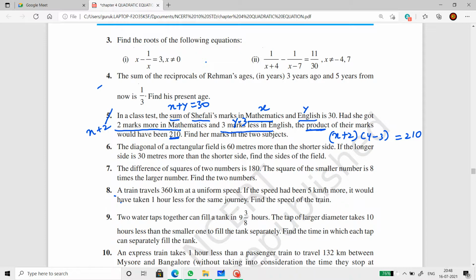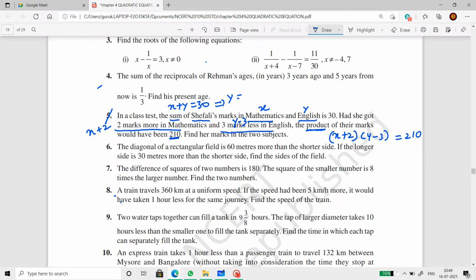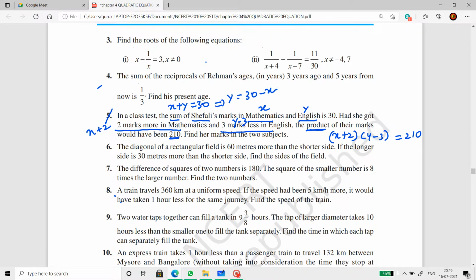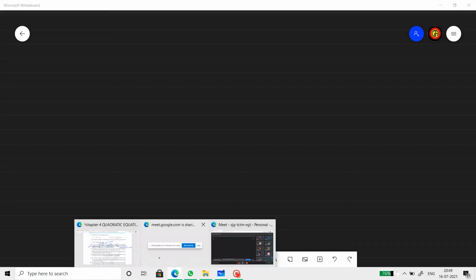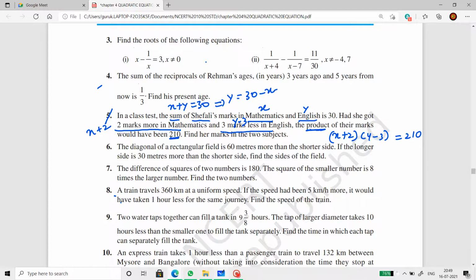So x plus y is 30 and x plus 2 into y minus 3 equals 210. So that means this has two variables. Then what I do, I will write y as 30 minus x. Then I substitute it over here. So you have to write all that statement: what is x and what is y represent?